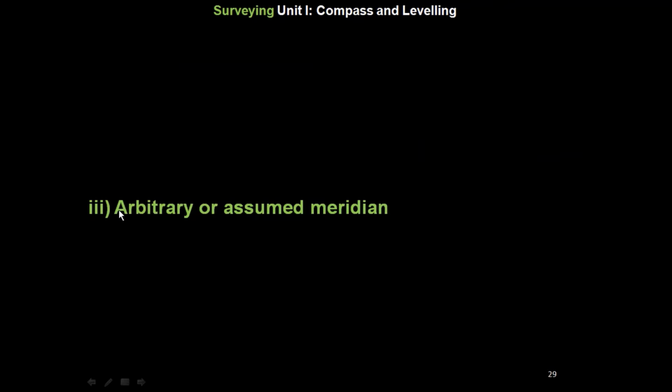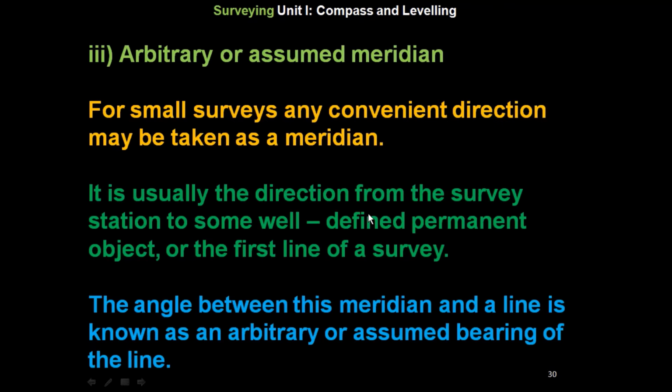Now we will see the arbitrary or assumed meridian. For small surveys, any convenient direction may be taken as a meridian. It is usually the direction from the survey station to some well-defined permanent object or the first line of a survey. The angle between this meridian and a line is known as an arbitrary or assumed bearing of the line.